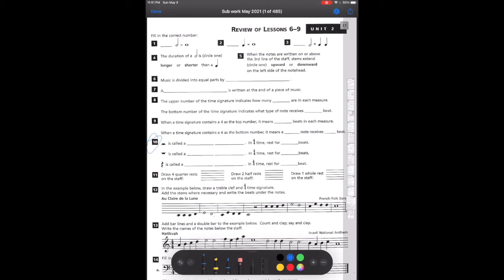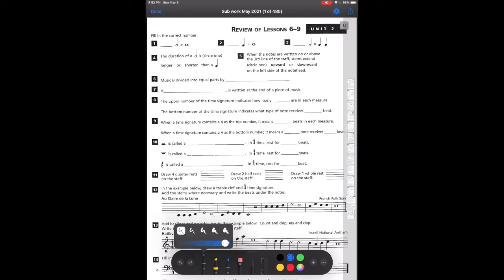10. This is called a something something. In 4/4 time, it means rest for something beats. There's a whole page dedicated to this. It's not wanting you to miss any parts of that. And I like it because of that. The 3 different parts, 2, 3 of that question.